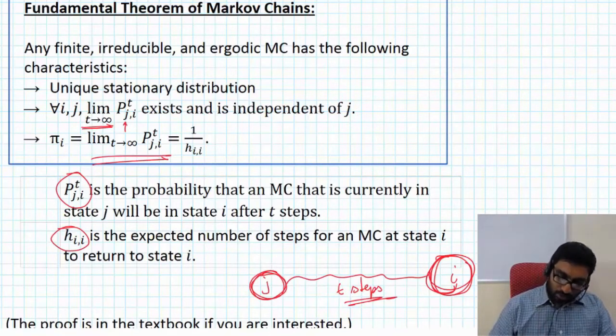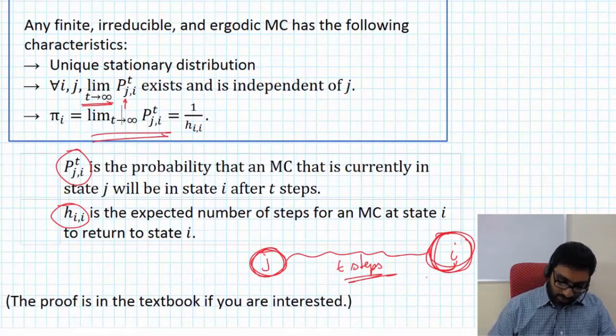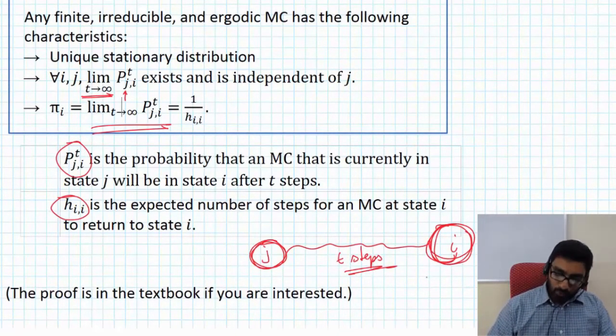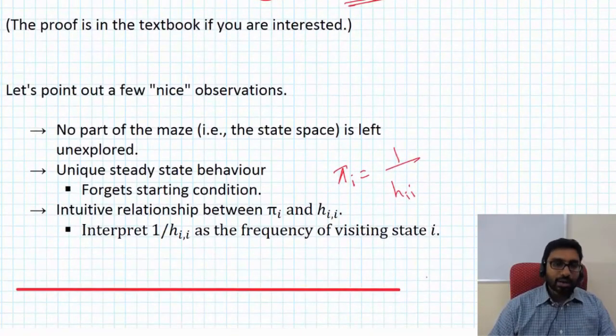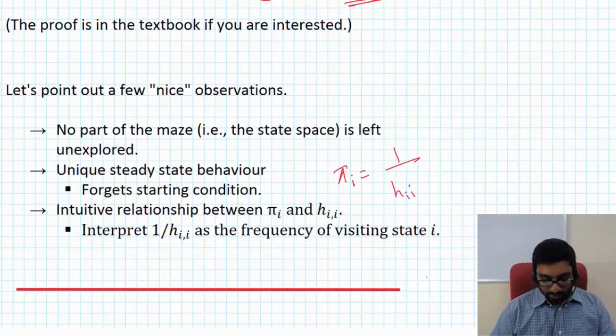Take a few minutes to pause and make sure you understand the statements. The proof was also present in the textbook, but we're going to skip it for the purpose of our lecture. And just to reinforce our intuition, let's make a few nice observations. Notice first that for a finite, irreducible, and ergodic Markov chain, the stationary distribution is going to be such that no part of the maze is going to be left unexplored. Every state is going to be explored, so all the pi_i's are going to be strictly positive.